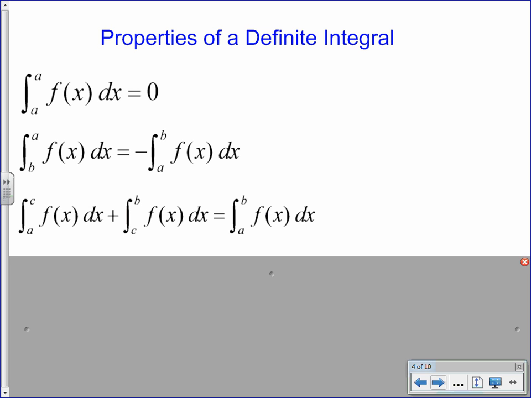If we take the integral from A to C and add it to the integral from C to B, we're really just taking the integral from A to B. Does that make sense? I know that some of this feels like common sense, but we need to talk about it just to make sure that it makes sense, and then we'll move on. In this case, I'm guessing B is outside of it.